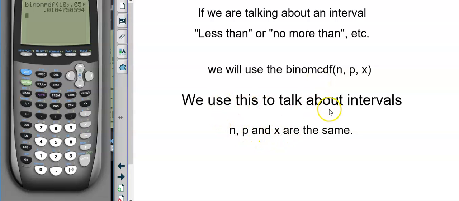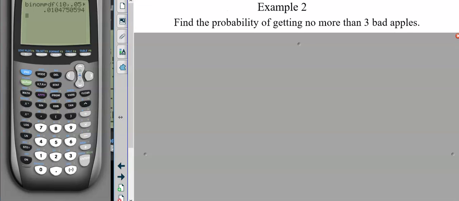Here, again, we use this to talk about intervals. Just to reiterate that again to make sure. All right, so N, P, and X are the same. That doesn't change on any of these, whether it's CDF or PDF, doesn't matter. And the CDF is talking about cumulative distribution frequencies. Cumulative. All right, so let's go to example 2.